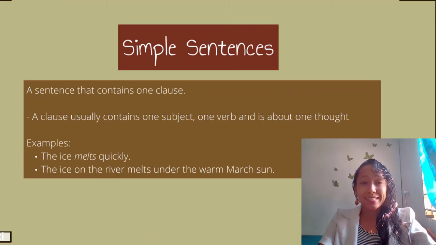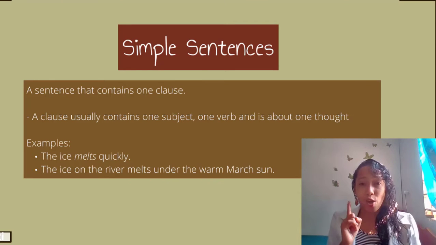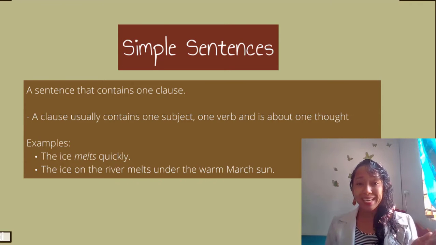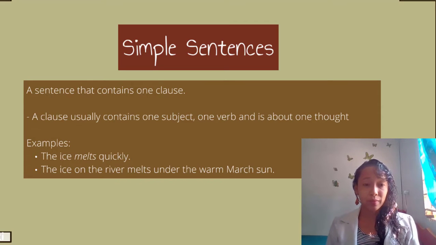A simple sentence is a sentence that contains one clause, so one idea. A clause has a subject, a verb, and one thought. So this is a very easy type of sentence to identify. Here are a few examples. The ice melts quickly. If you notice here, there is a subject, the ice, there is a verb, melts, and there is a complete thought completed by the word quickly, which is the object.